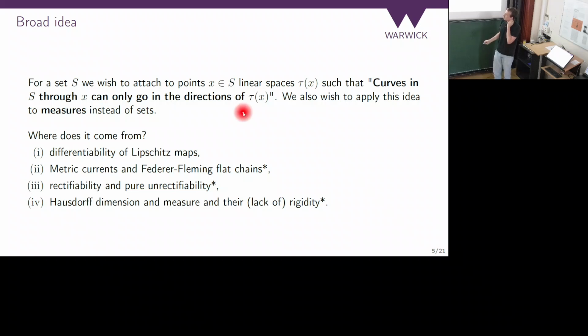Lastly, and this is the content of the joint work that I have with David and Andrea and Giovanni, is if you're interested in Hausdorff measure or dimension of a metric space and how rigid it is. So maybe I have a metric space that has a high dimension, but maybe I can just perturb it slightly and then it has a very low dimension, which is a thing that can in general happen, and you're interested in when can it happen.